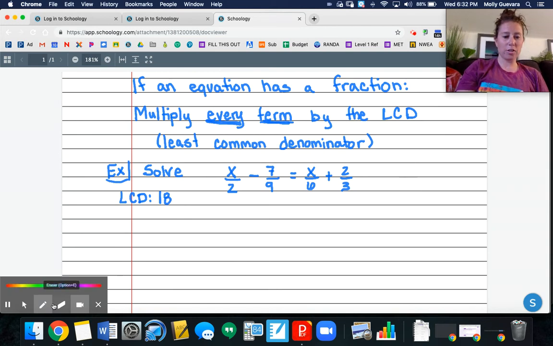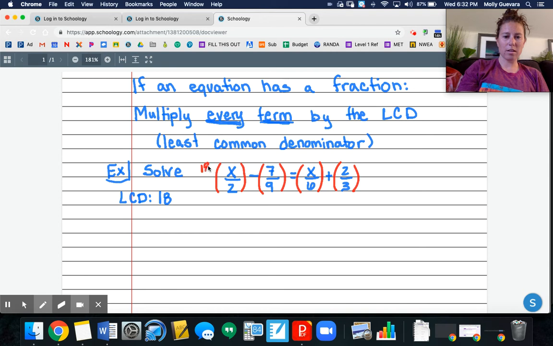And I'm going to show you what happens. So now what we do, let's go with a red, is we are going to multiply every single term by 18. Notice I'm writing the 18 on the left-hand side of the parentheses. That is because I do not want you to think that it is an exponent. We're not raising it to the 18th power. I'm multiplying it by 18.